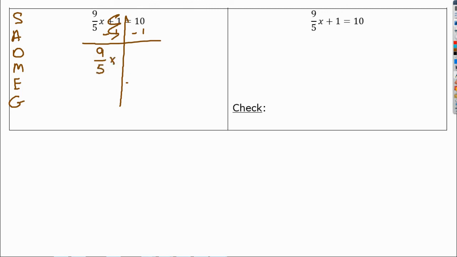9 divided by 5 times x. 10 minus 1 is 9. All right, so now I have my problem. So I have 9 divided by 5. This is really 9 divided by 5 times x. And that's why I just drew those parentheses there to show you that. They're actually multiplying. So in reality, what we are actually doing is we're really dividing by 9 over 5.